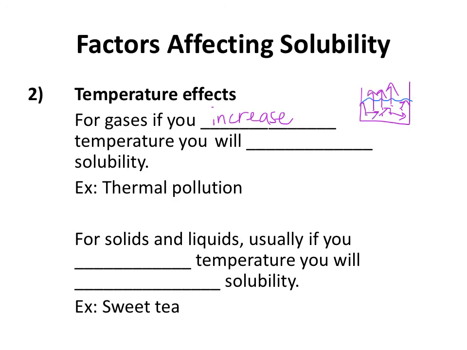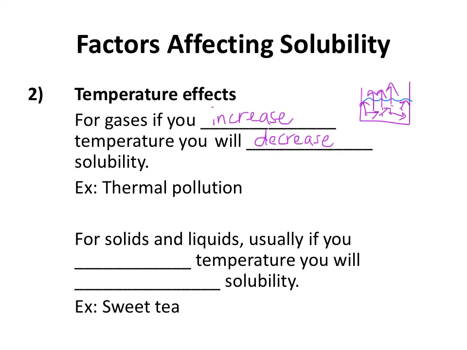So these molecules can move in any random direction, but the faster they move, the more likely that some of them at least are going to escape from the container. Well, if they escape from the container, then they're no longer dissolved in the liquid, and if they're no longer dissolved in the liquid, then we are decreasing the solubility. For gases, if you increase the temperature, you will decrease the solubility.